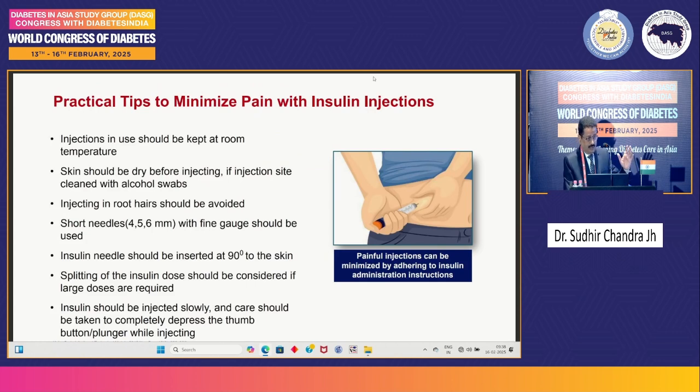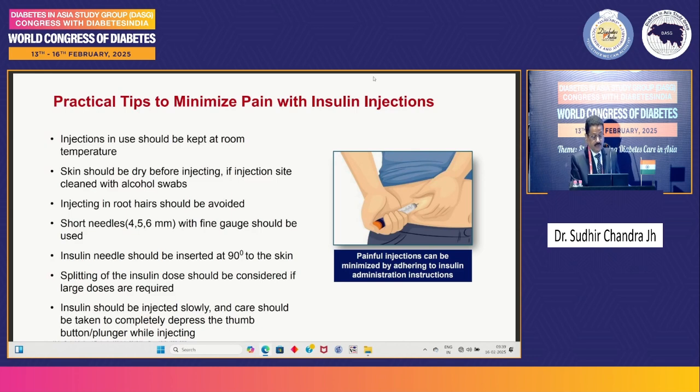And we all will agree that ours is an insulin-phobic country. So we have to first assure the patient that today it is possible to give painless injections. Insulin in use should be kept at room temperature. The moment you take it out from the fridge, at least keep it for some time at the outside temperature. Skin should be dry before injecting if the injection site is cleaned with alcohol swabs. Injecting in the root of the hair should be avoided. Short needles with fine gauge should be preferred. And insulin should be injected at 90 degrees to the skin.